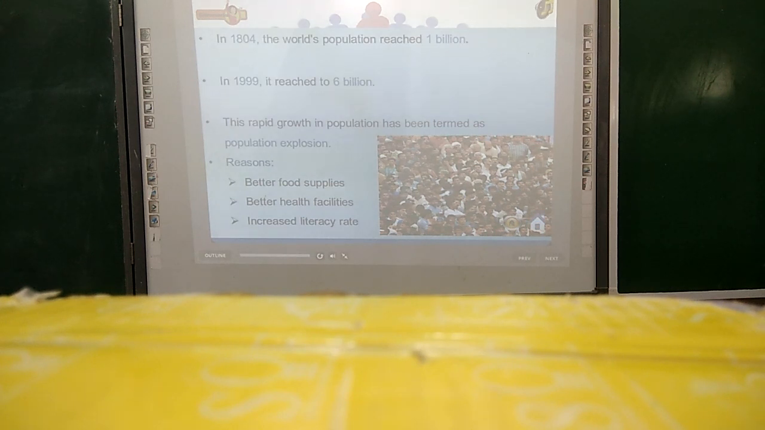Children, look here. What are the reasons for rapid growth of population? There are three main reasons. Number one is better food supplies. Number two, better health facilities. And third one is increasing literacy rate. So these are the three main reasons for rapid growth of population.